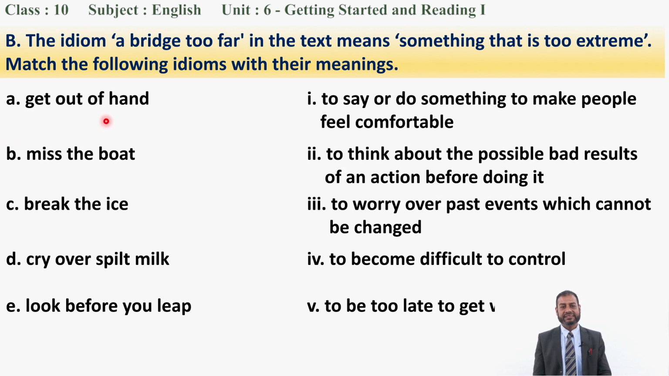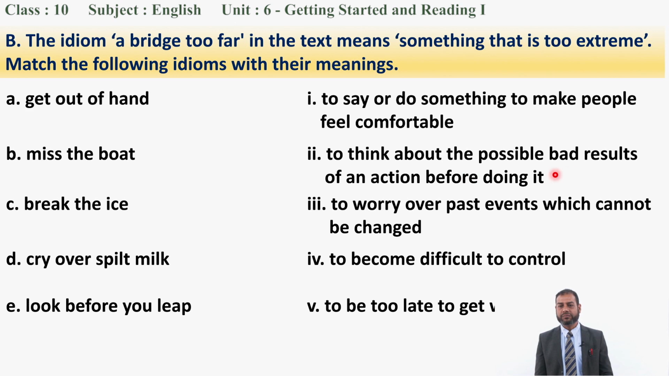So A, get out of hand. B, miss the boat. C, break the ice. D, cry over spilt milk. And E, look before you leap. So these are the idioms. Now this side we have the meanings of these idioms, okay? So let's read first. 1. To say or do something to make people feel comfortable. Once again, I like to repeat it. To say or do something to make people feel comfortable.